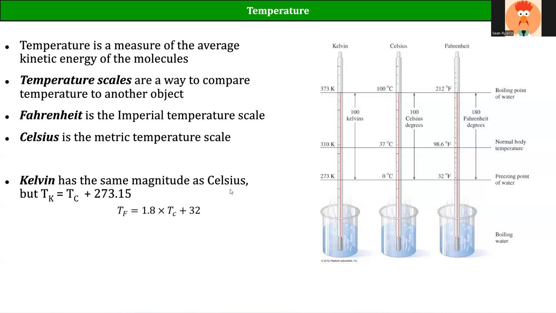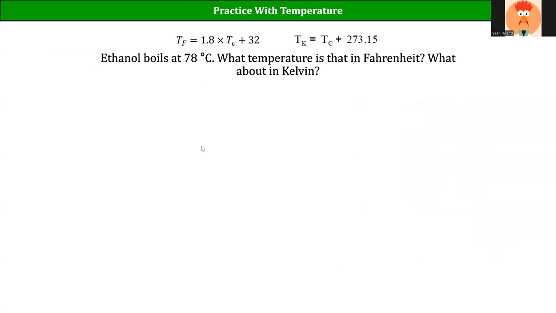All right, so let's practice doing some conversions with these different temperatures. So here's an example. Ethanol boils at 78 Celsius, not at 100 Celsius. What is that in Fahrenheit? What is it in Kelvin?